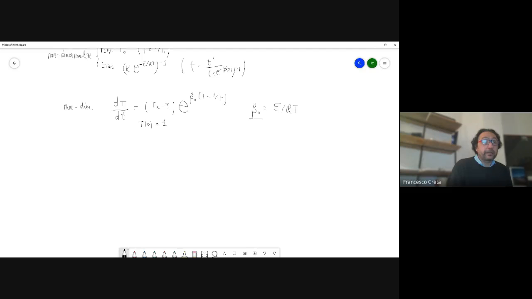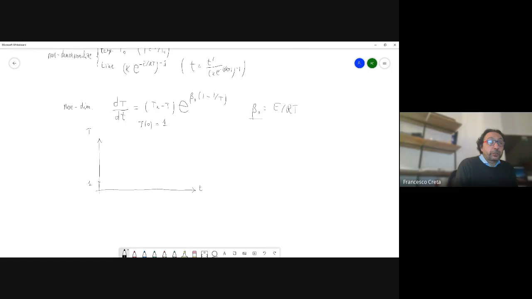If you integrate this with MATLAB, you will just have to believe me that this is what happens. Well, we have a non-dimensional time. This is the non-dimensional temperature, so we will start from 1.